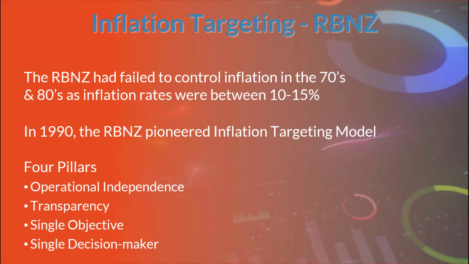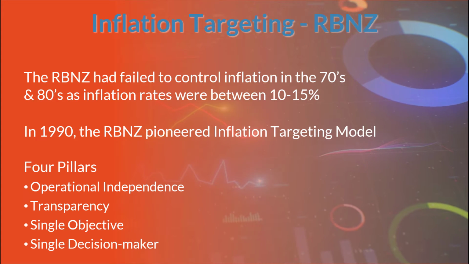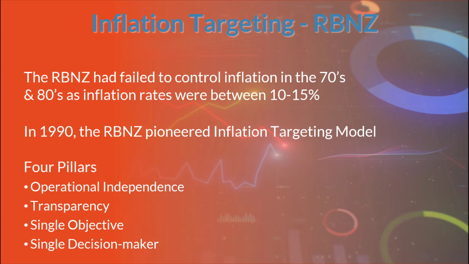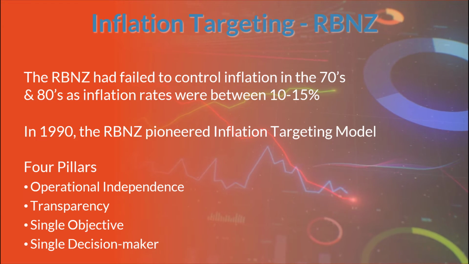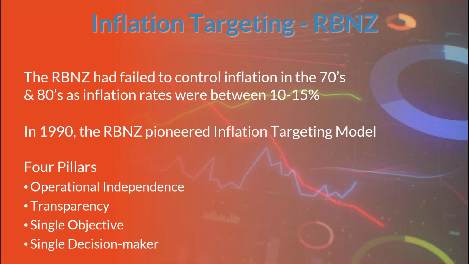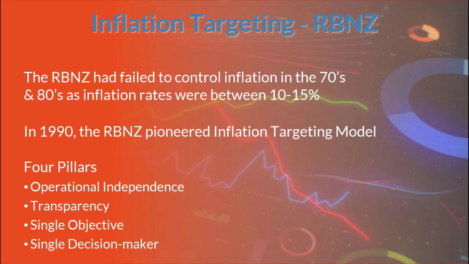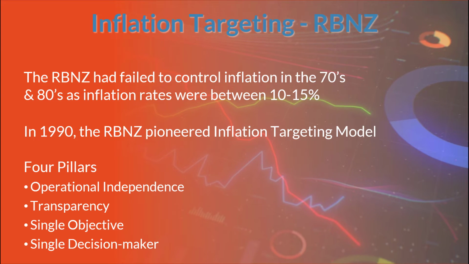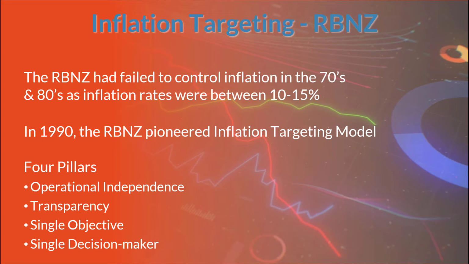And so the whole inflation targeting model is based on these 4 pillars. Total independence. So the RBNZ has total independence from the government. Now, yes, the governor can be fired. That's about it. The governor is the sole decision maker. And so there's huge transparency in New Zealand. So everything is published. Everything the governor's thinking is published.